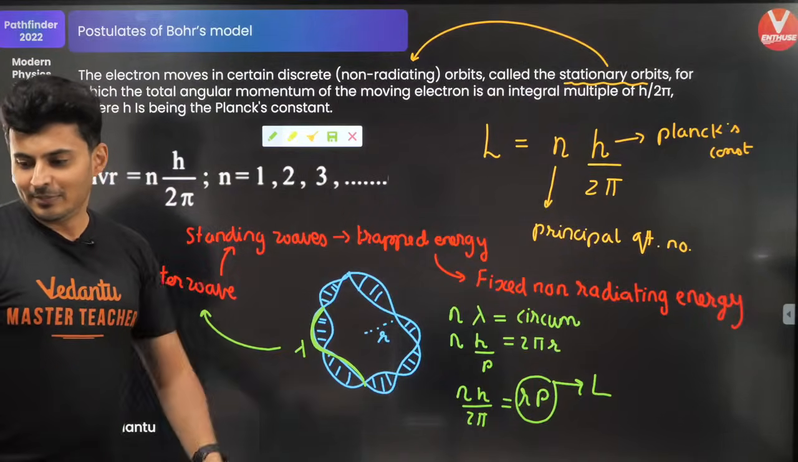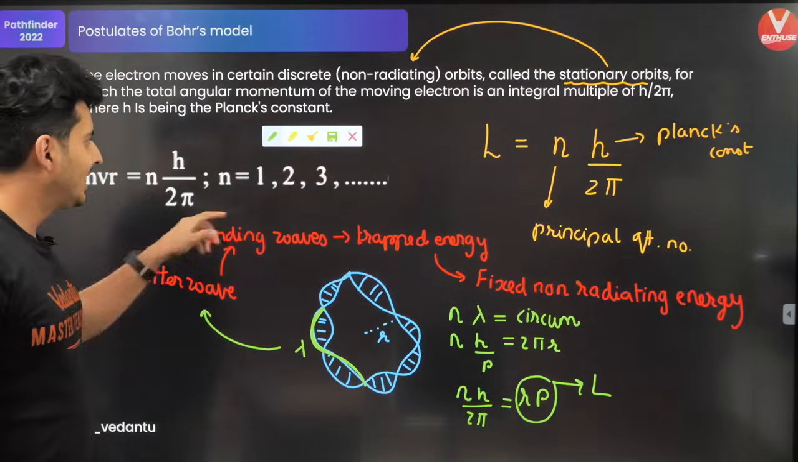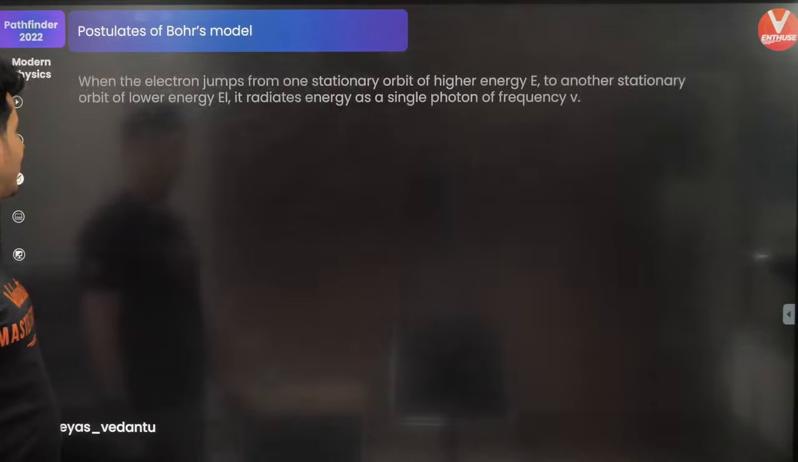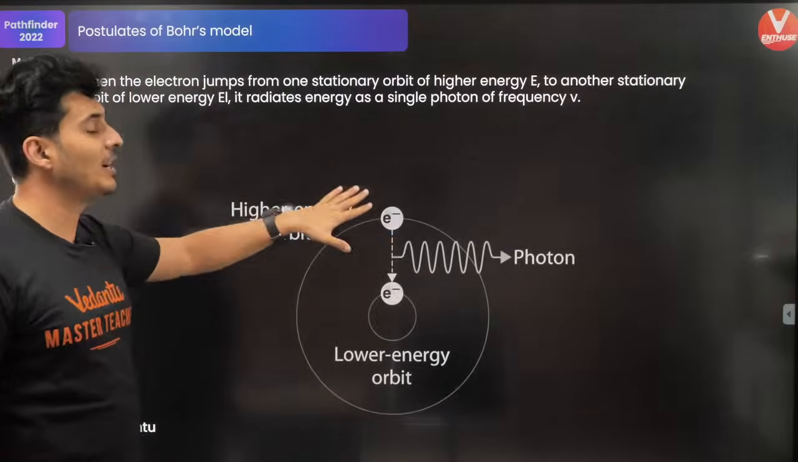Vanakkam, Nick, vanakkam. All right, is that clear, my bacha log? Let's go ahead. Next, the next postulate is when the electron jumps.